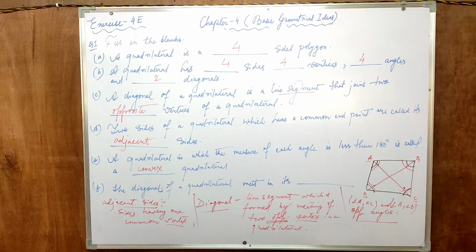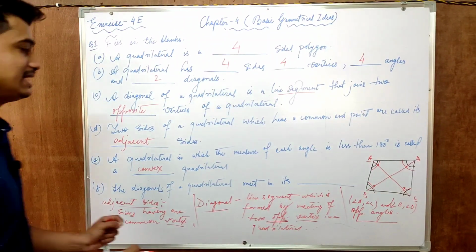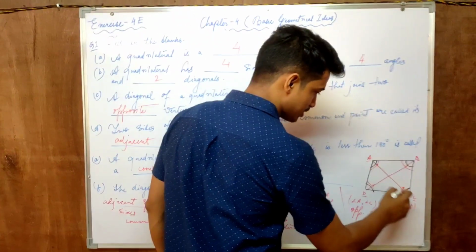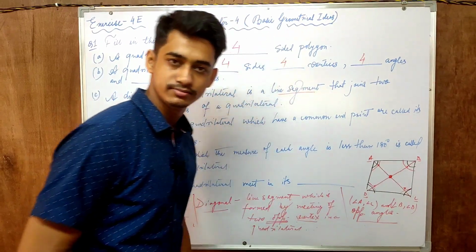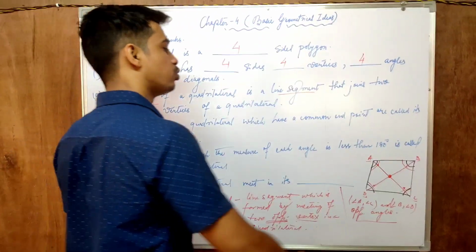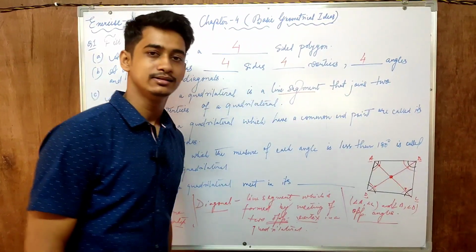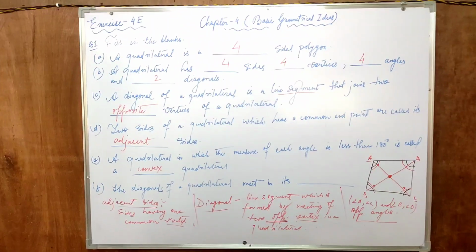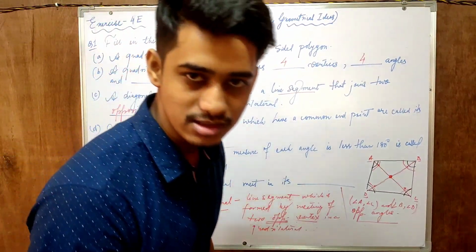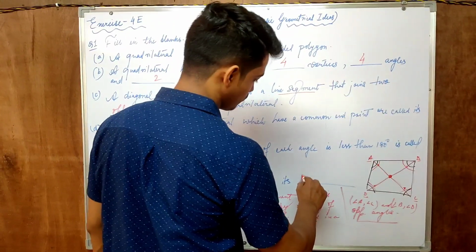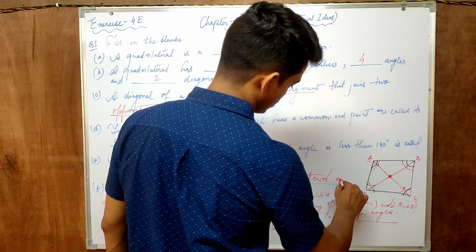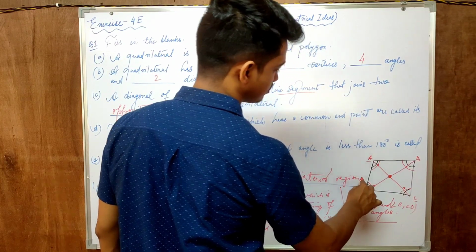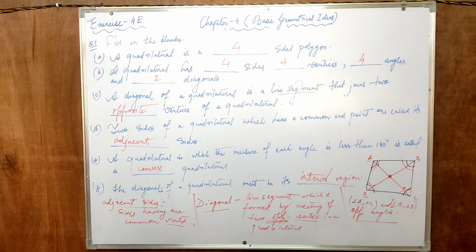The diagonals of a quadrilateral meet in its. Now see, these two diagonals are meeting at which point? This portion. So this portion is what area or what region? This portion is situated under what region? Interior region. So that means the answer will be interior region.